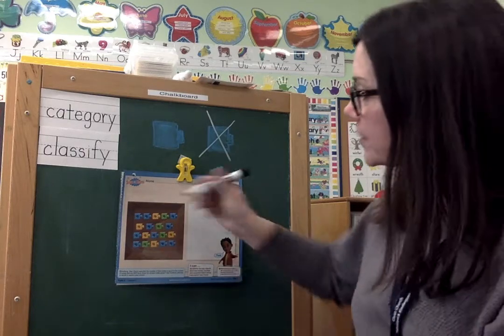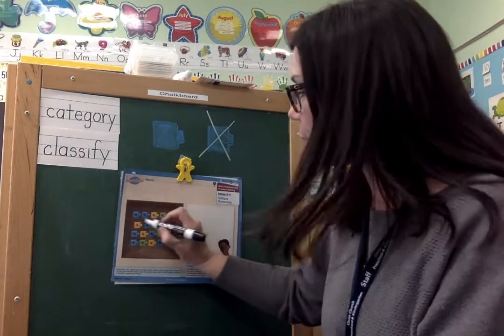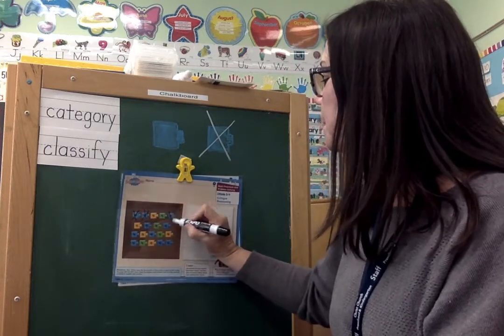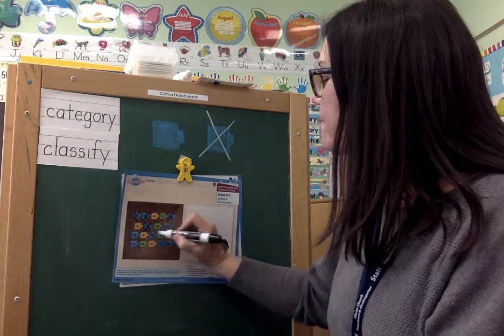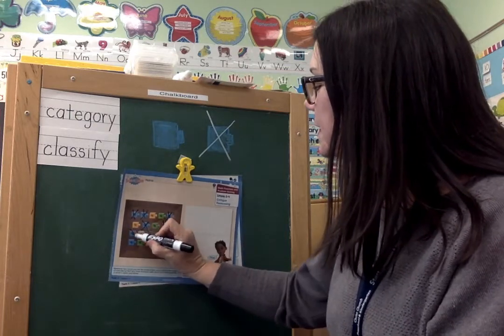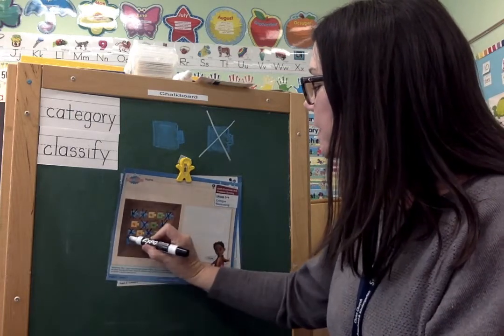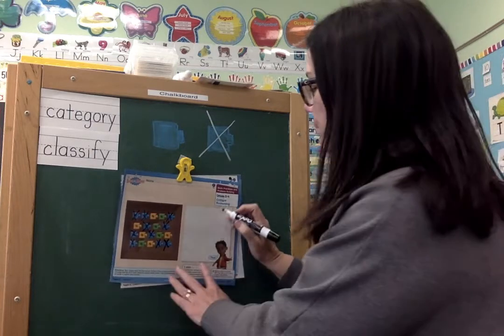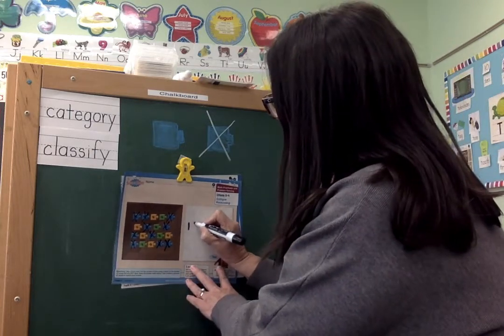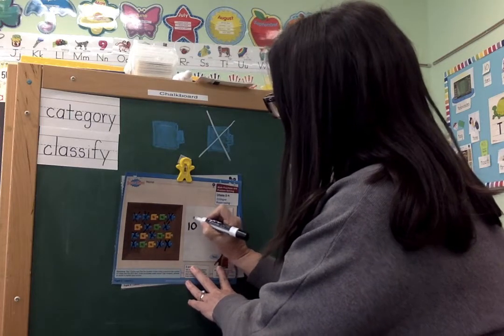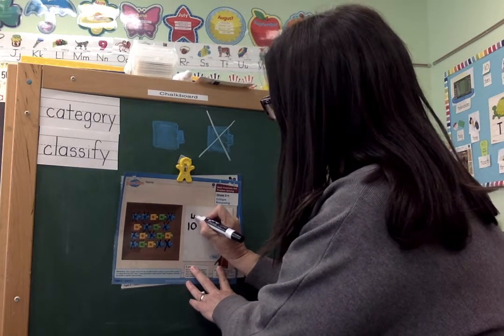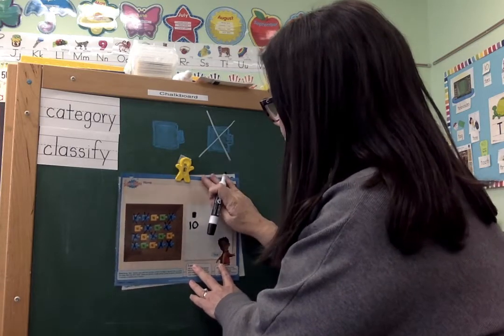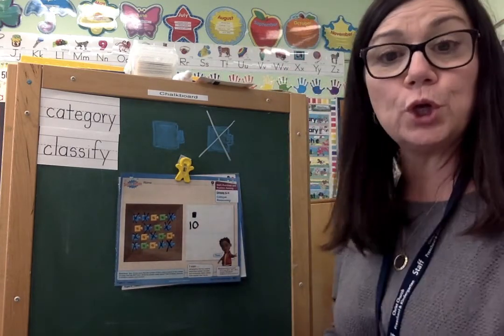So we're going to start at the top and go across your rows. Let's do it together. 1, 2, 3, 4, 5, 6, 7, 8, 9, 10. All right, so I'm going to write the number 10 right here and draw a cube. I'm just going to draw a square. So there's a cube. So we have 10 blue cubes.